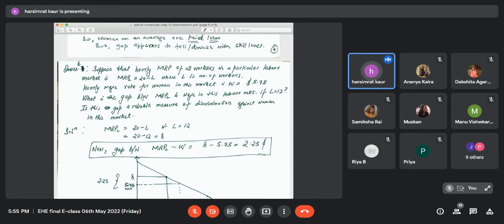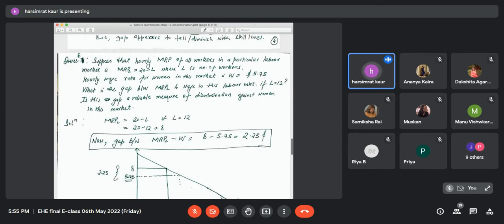What is the gap between MRPL and wage in this labor market if L is equal to 12? Okay, so labor units are given. So, is this gap a reliable measure of discrimination against women in this labor market or not?